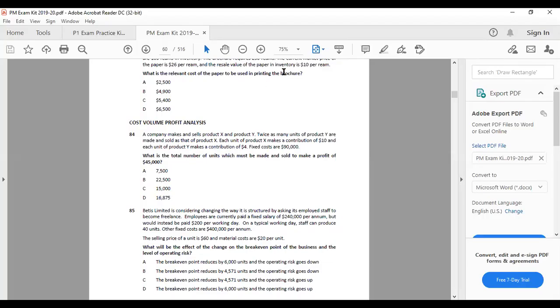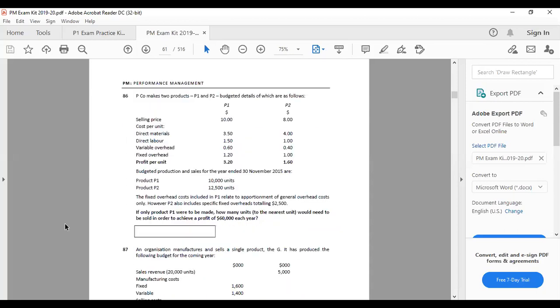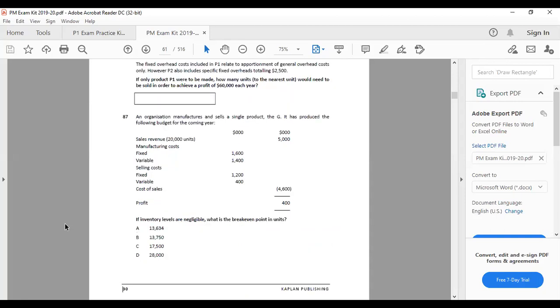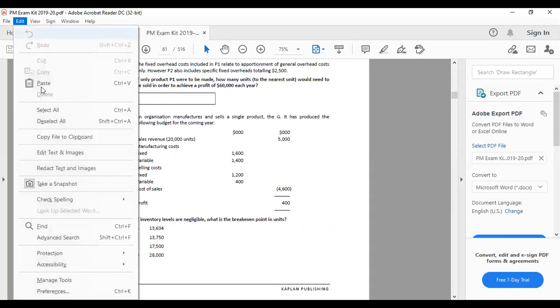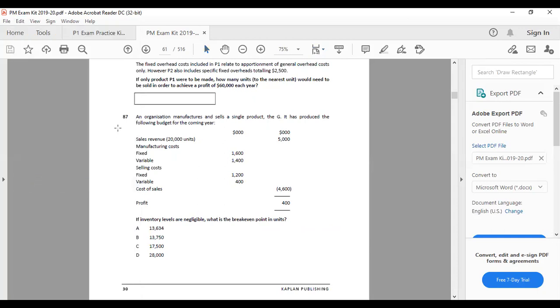So let's work out a few questions here. Cost volume profit analysis. Question number 84 is there. Before 84, I think we can do 87, a much simpler one. First, we'll do that, and then we can take up the other questions. Question number 87.